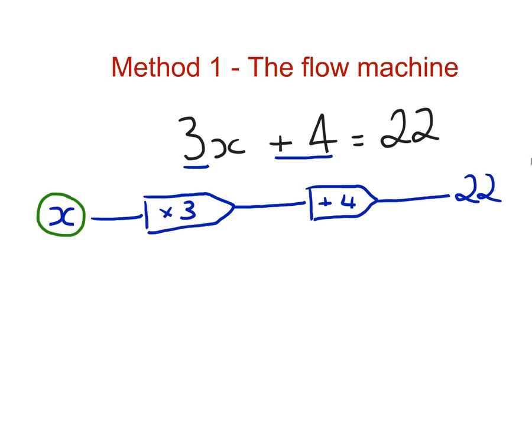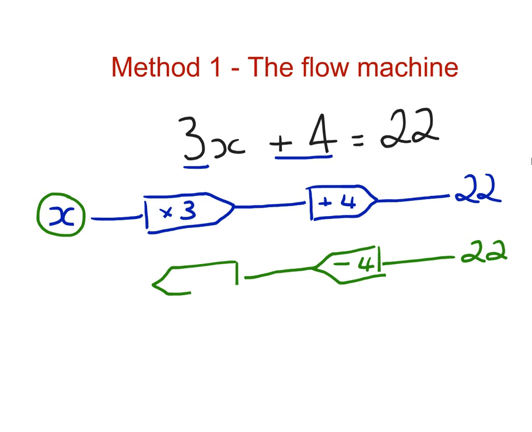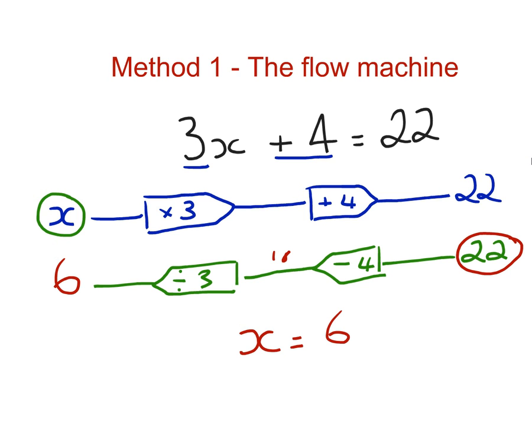So what we're going to do is work backwards. If I start at 22 and I go backwards, follow the machine back the way, as in do everything opposite, then instead of adding 4, I'll be taking away 4. And instead of multiplying by 3, the opposite of multiplying by 3 is to divide by 3. And that will give me my answer. Well, let's have a look. 22, take away 4, is 18, and 18 divided by 3 is 6. So our answer is x equals 6.